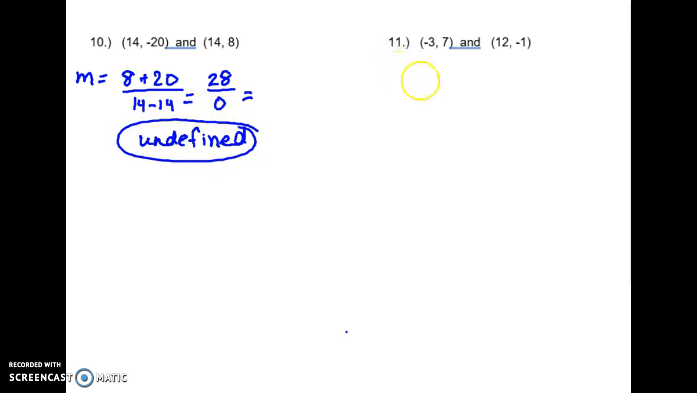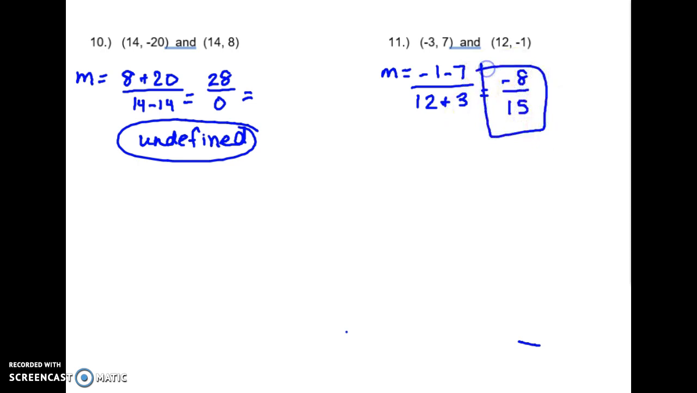All right, number 7, our slope is going to be negative 1 minus 7 divided by 12 plus 3. We're going to get negative 8 15ths. So it's negative 8 15ths.